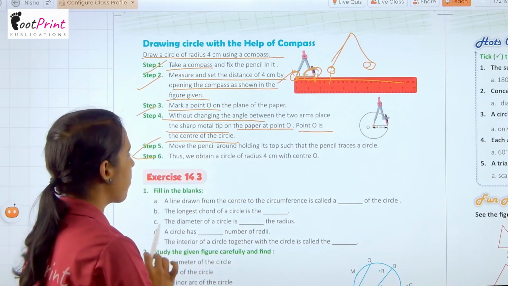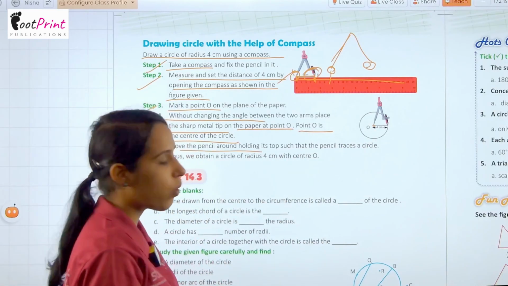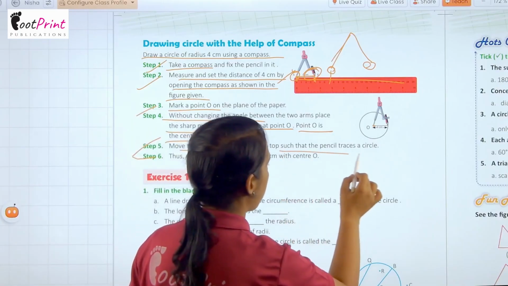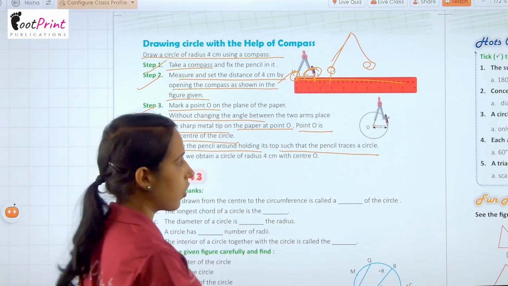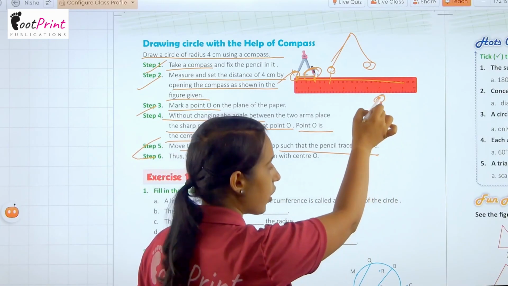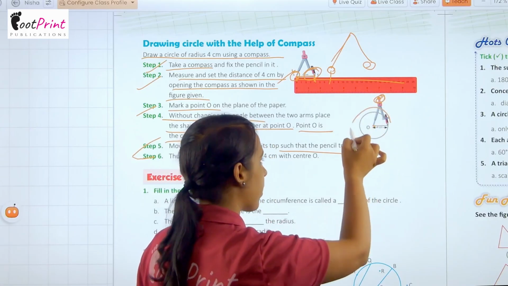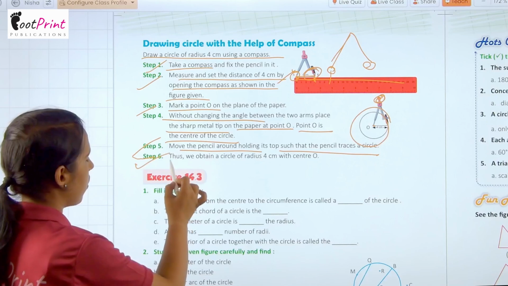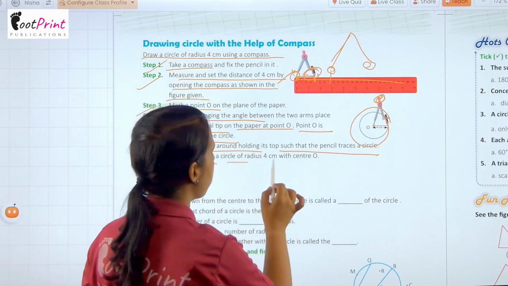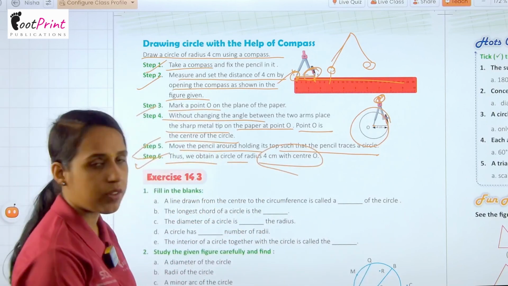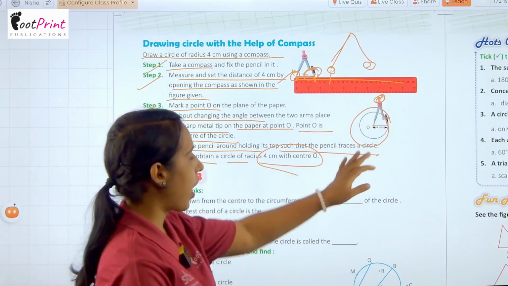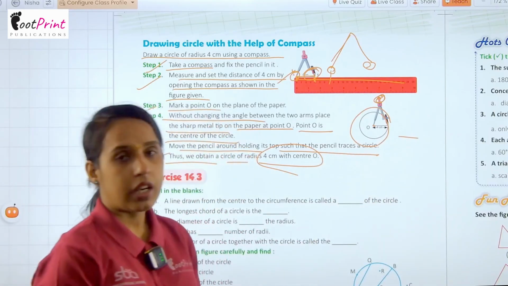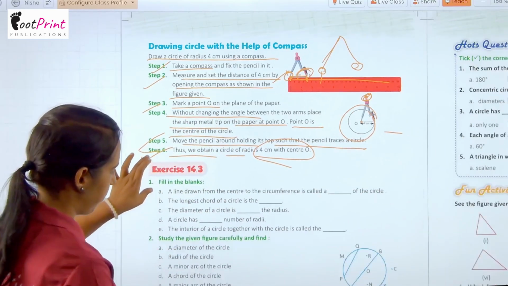And then step 5, move the pencil around, holding its top, such that the pencil traces a circle. We have to hold it from the top and then move it in such a way that a circle is formed. So step 6, thus we obtain a circle of radius 4 centimeter with center O. So here we have a circle with a radius of 4 centimeter.